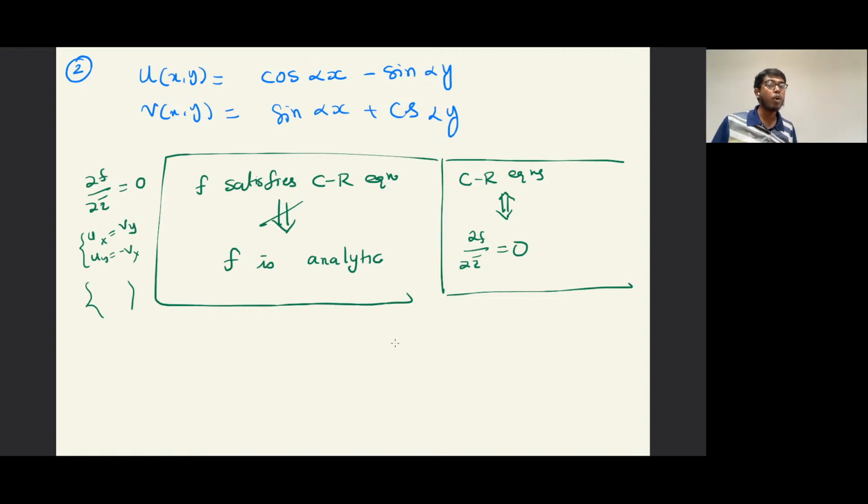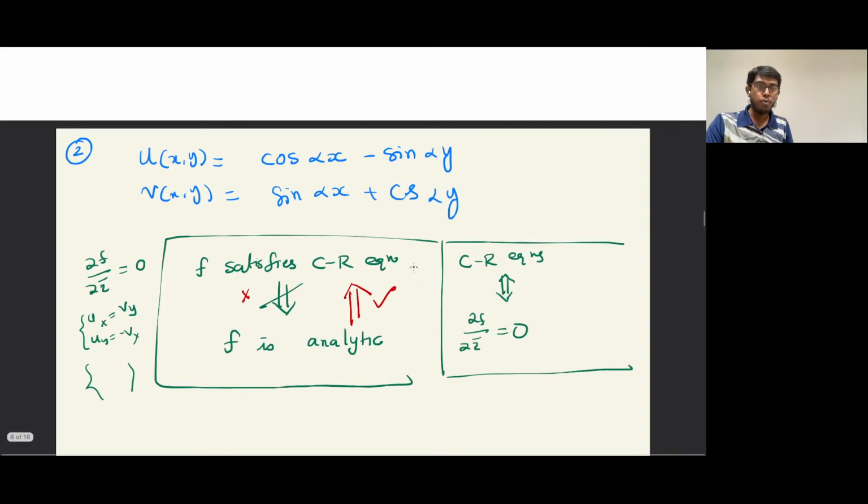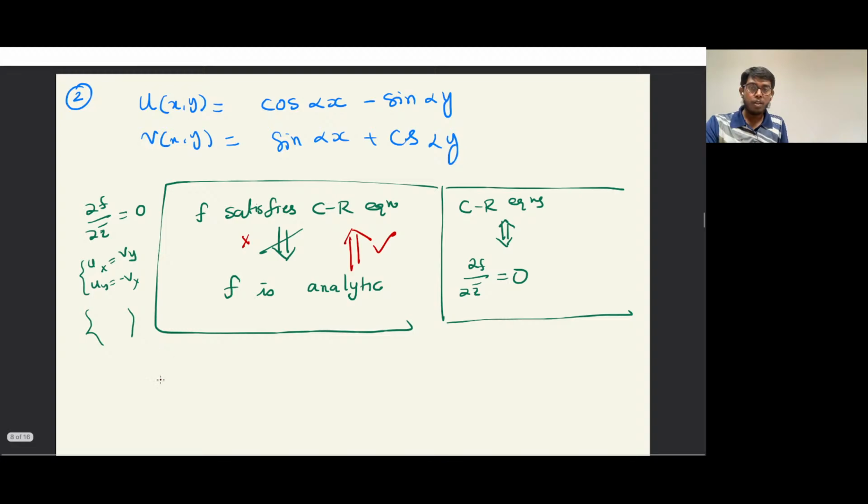You are right. We can only say that if f is analytic, then f satisfies the CR equation. This is right, the converse is false. Okay, and you will see an example in this problem only. Okay, so yeah, so let's work out ux.